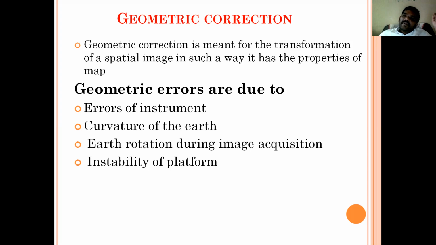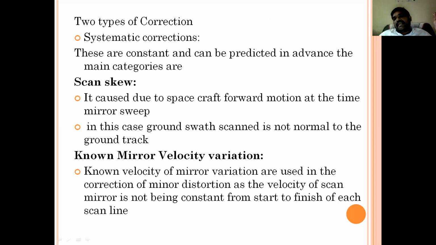See here, in the geometric correction, we have seen scan skew, systematic correction. Scan skew. What is the meaning of skew here? Nothing but it's at a right angle. The literal meaning of skew is parallel, or at right angles. In this context, scan skew means we can discuss this particular word here as at right angles.